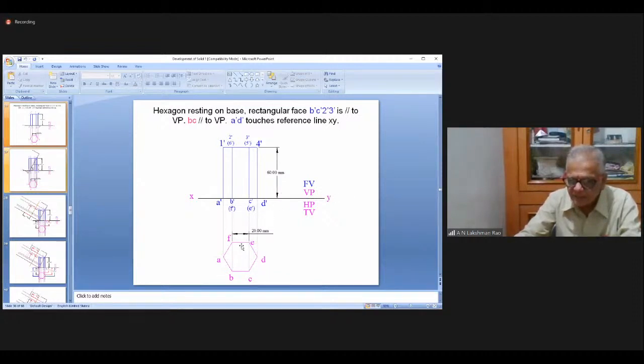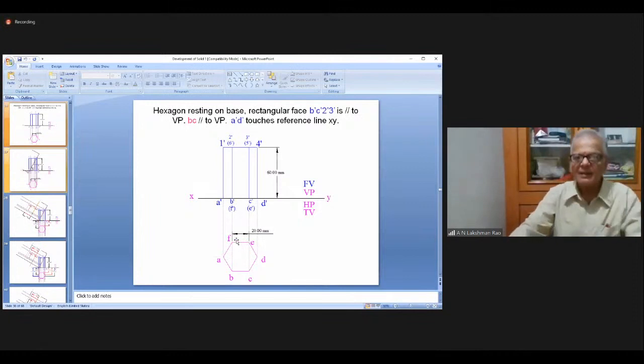Draw this. Don't take so much of a gap. Try to draw this very near XY because so much space is wasted. Please remember, you will not get an extra drawing sheet.